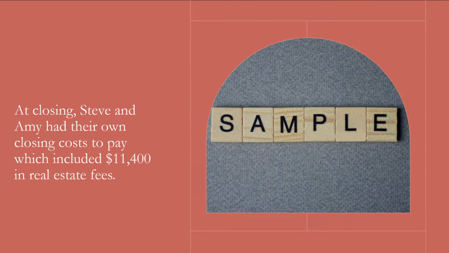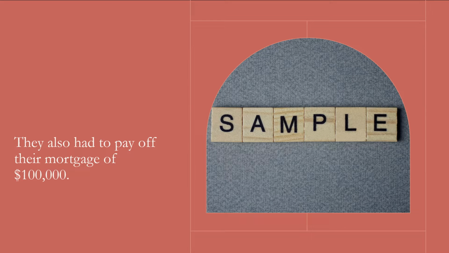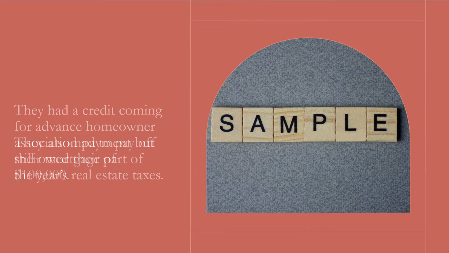At closing, Steve and Amy had their own closing costs to pay, which included $11,400 in real estate fees. They also had to pay off their mortgage of $100,000. They had a credit coming for advanced homeowner association payment, but still owed their part of the year's real estate taxes.